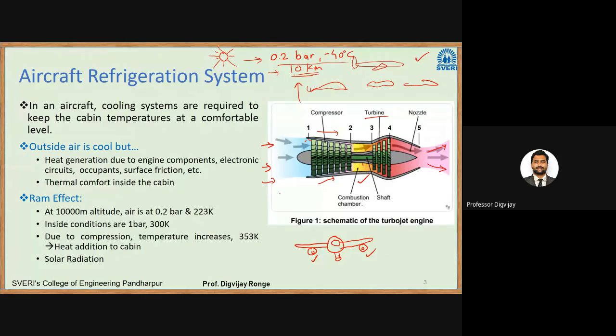This is the entry for air, and this is the exit for combustion products. So this is a schematic representation of the turbojet. There are very complex parts in it.